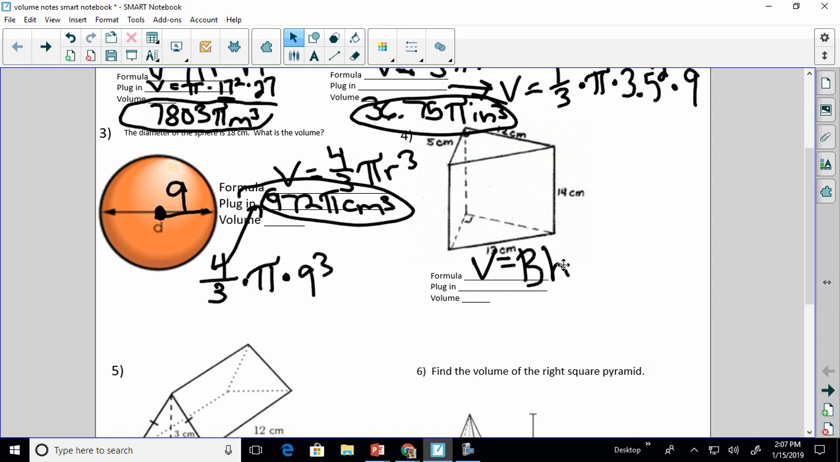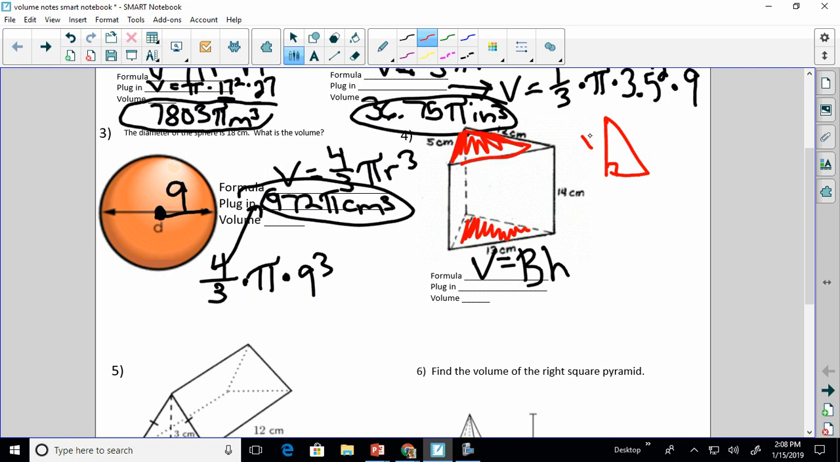So the first thing you have to do is think about, okay, what shape is the base? And then you have to find the area of that shape. So this shape is a triangular prism, so the base is a triangle. The first thing I have to do is find the area of that base. It's going to be the same as the top here. I can see that that's a triangle, with a height of 12 and a base of 5.